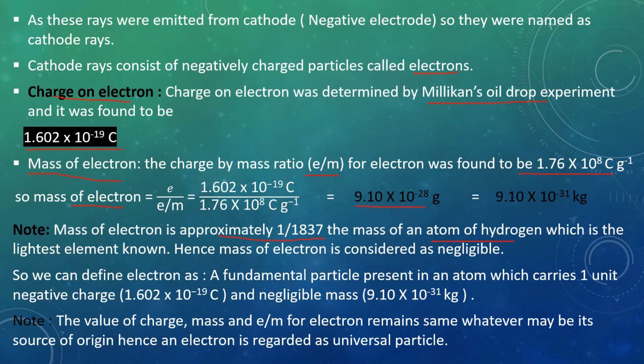Now we can define electron as a fundamental particle present in an atom which carries 1 unit negative charge. This charge, that is 1.602 into 10 raised to power minus 19 coulomb, is considered as 1 unit charge, and it has negligible mass, that is 9.1 into 10 raised to power minus 31 kg. Now one thing should be noted here, that the value of charge, mass and e by m ratio for electron remains the same whatever the nature of the gas is. That is why the electron is regarded as a universal particle.